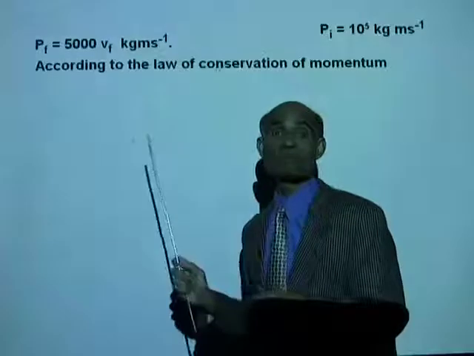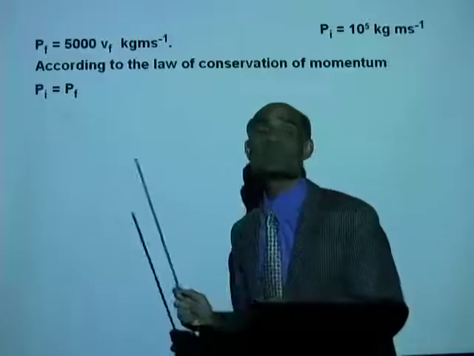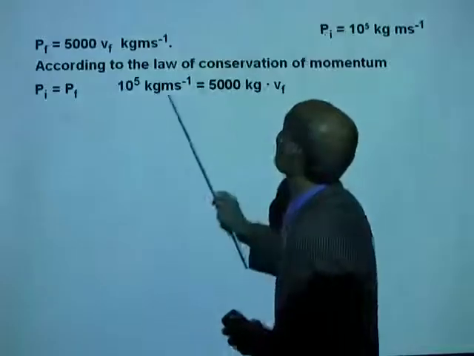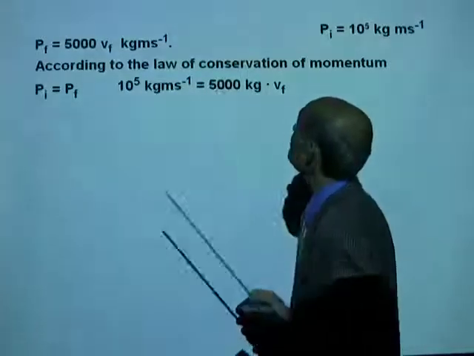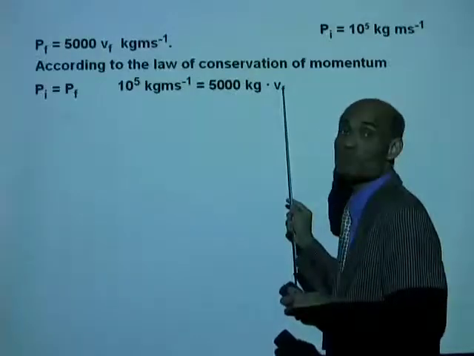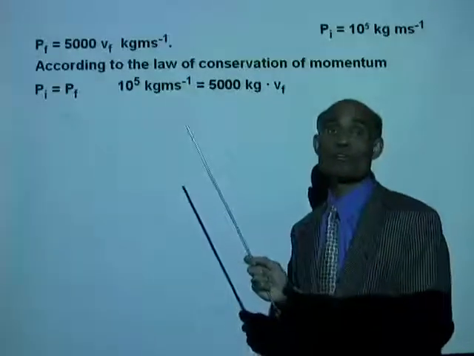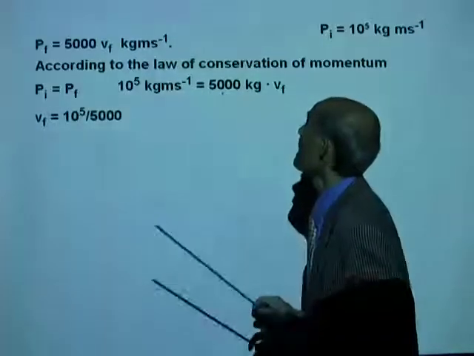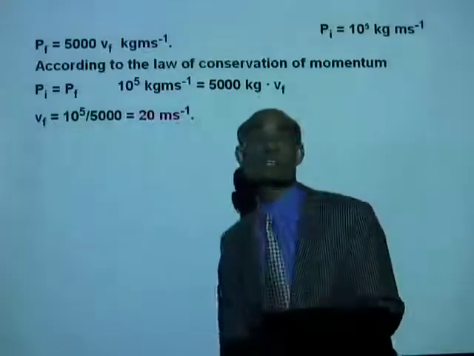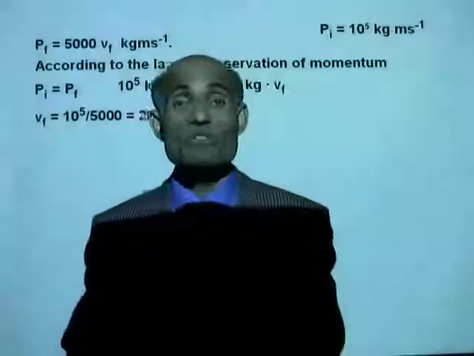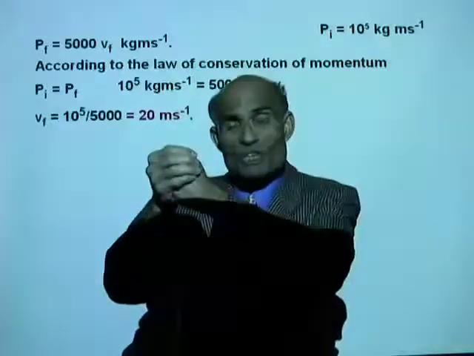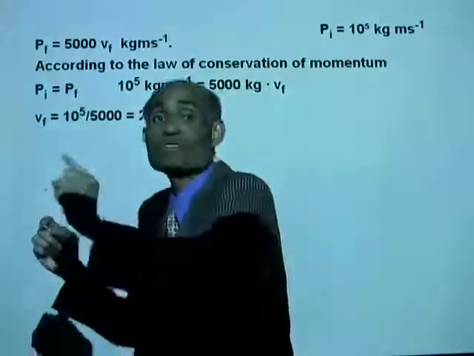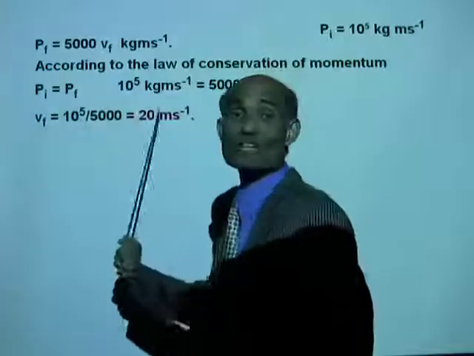Apply the conservation of momentum. Pi must be equal to Pf. Therefore, 10 to the power 5 kilogram meter per second equals 5,000 kilogram times Vf. Can we solve for Vf? Yes. Vf is 10 to the power 5 divided by 5,000. That is 20 meter per second. After the truck collides with the car, they join together and move in the direction in which the truck was coming. That's why the final velocity is positive.